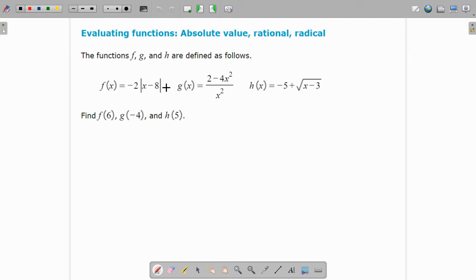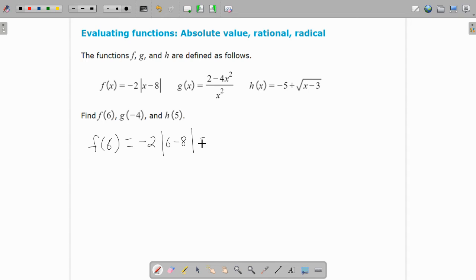All right, once again, when you plug in, if you use parentheses, you should be good. So the first one, f of 6. We're going to look at our f function and plug in 6. Now remember, these are absolute value symbols. A lot of calculators have them in a menu. The TI graphing calculators, it's under Math. Under there, you'll see ABS. That's absolute value. So negative 2, absolute value of 6 minus 8.